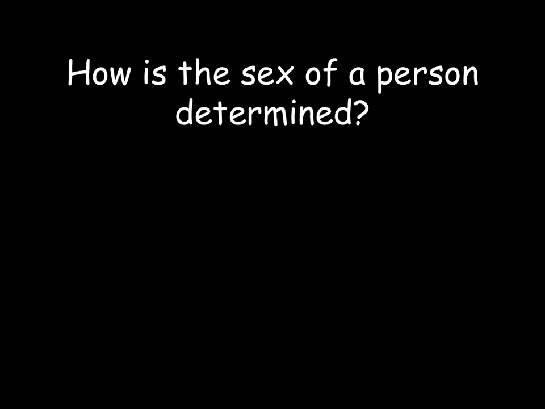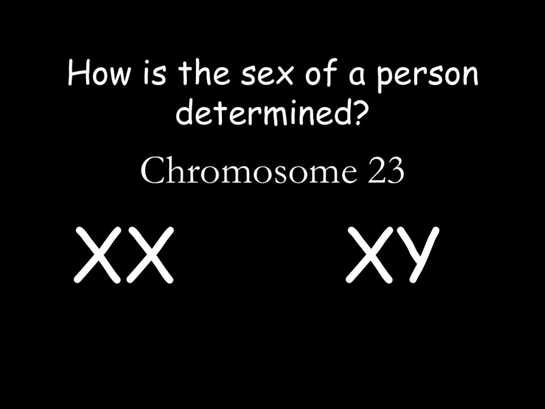So how is the sex of a person determined? Well, in the human body we have 22 pairs of matched chromosomes. However, we also have a 23rd pair labelled XX or XY. These are our sex chromosomes and our chromosome 23. All women have chromosomes X and X, whereas men have X and Y.